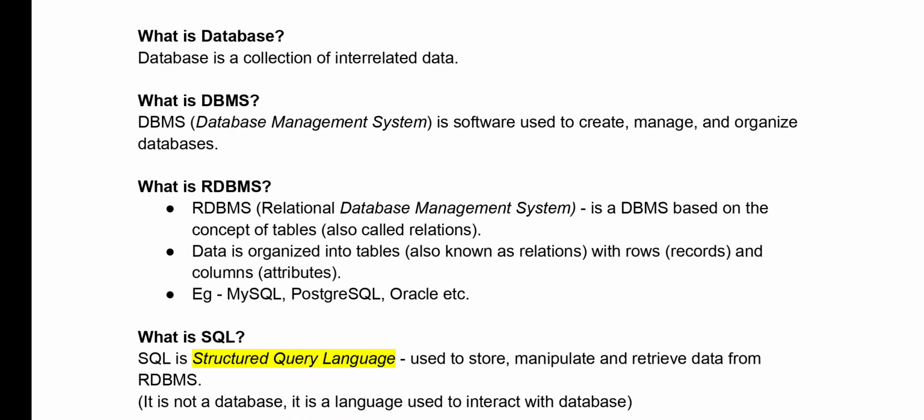What is a database? Database is a collection of interrelated data. What is DBMS? DBMS is a database management system. It's a software used to create, manage, and organize the databases. So then what is RDBMS? RDBMS is a relational database management system. It's a DBMS based on the concept of tables, also called relations. Data is organized into tables with rows and columns. Okay, example: MySQL, PostgreSQL, Oracle, etc.